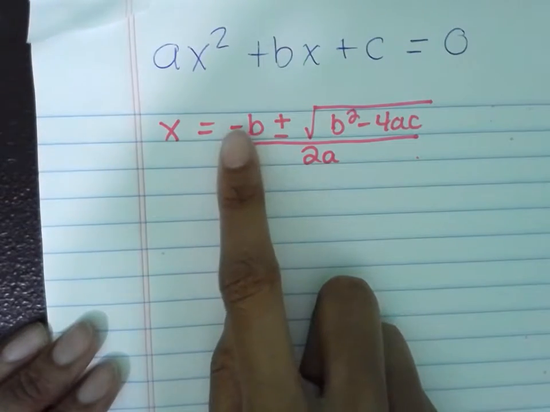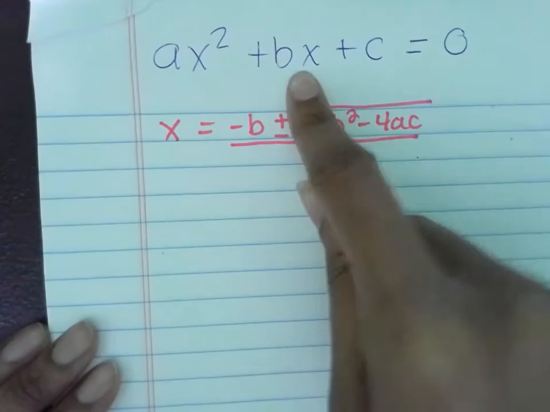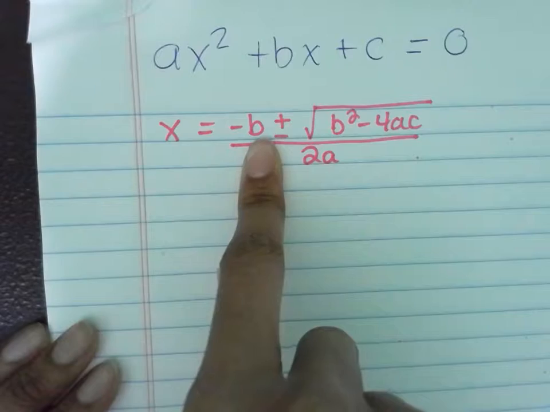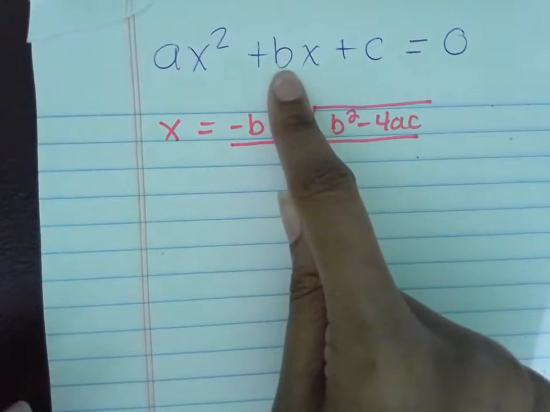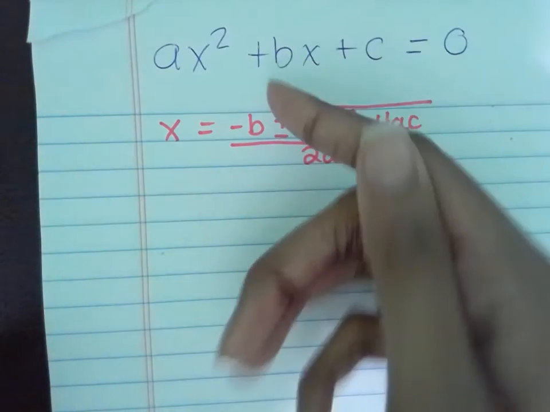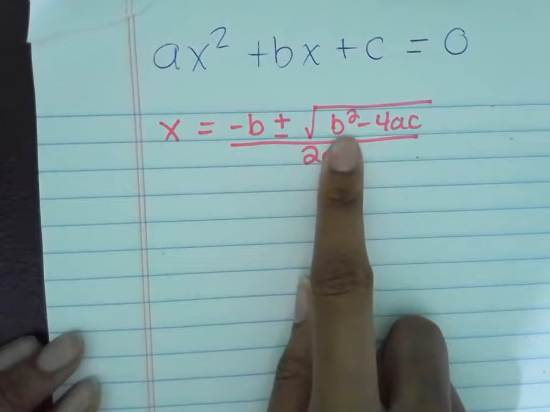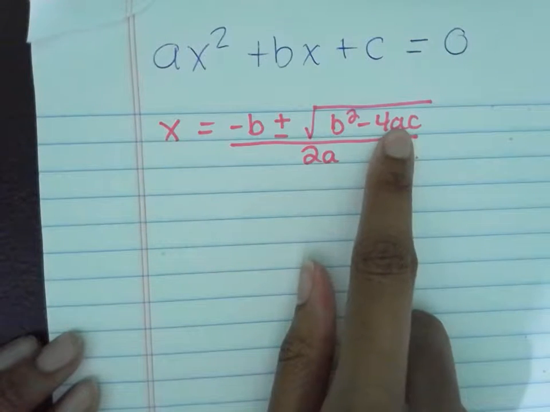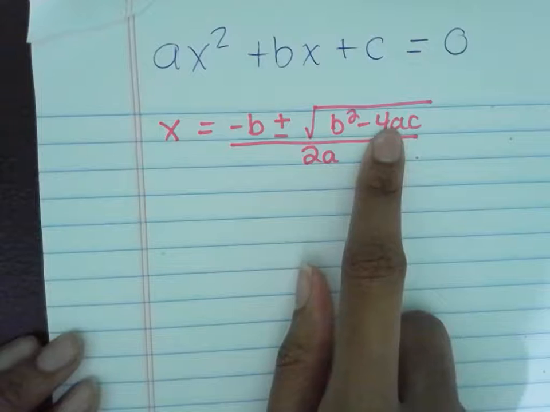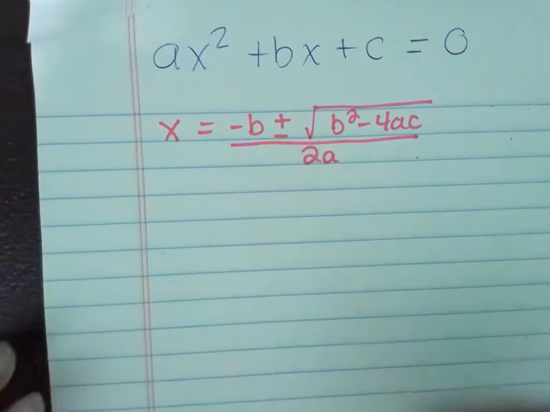The reason why I'm saying opposite b, just to remind myself, is that for the b, I'm taking the opposite of it. That's what negative b means. It means you're taking the opposite of what b is. So if b is positive, you make it negative. If it's negative, you make it positive. Plus and minus, we're going to plug in values for b. So we're going to square b. We're going to plug in values for a and c and multiply it to 4. And when it says 2a, whatever a is, it's going to be multiplied to 2.